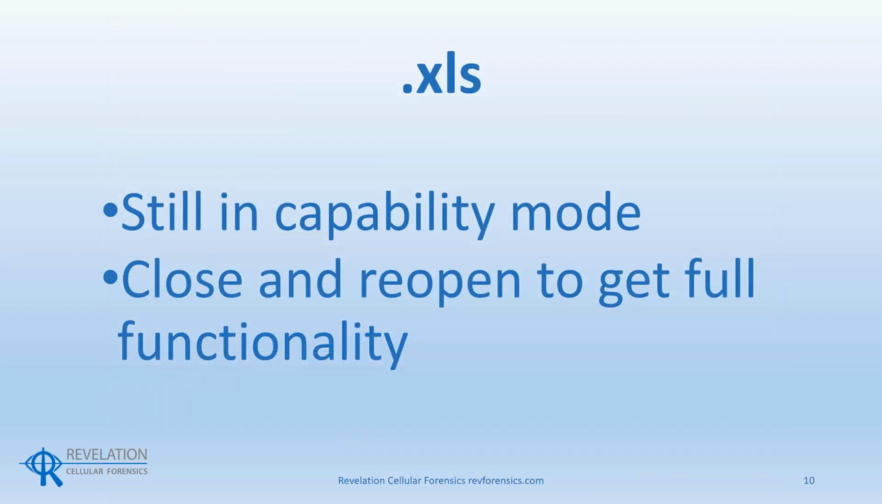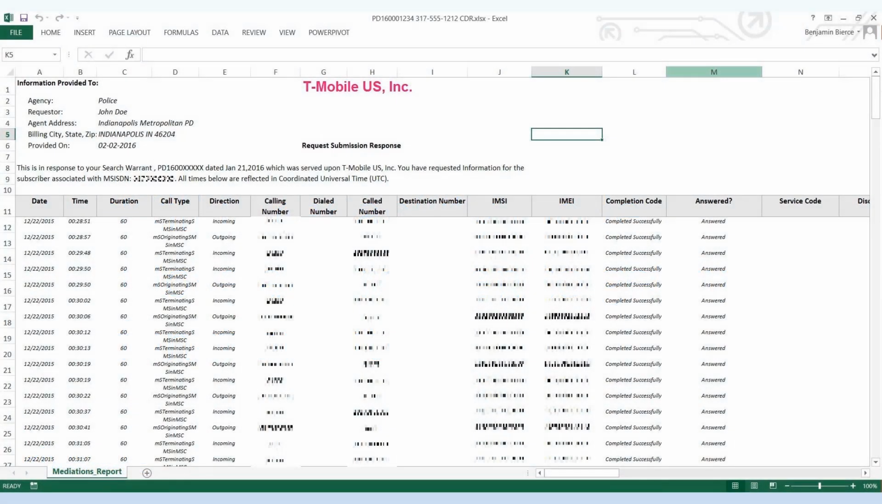Once we rename the file as an Excel workbook, xlsx, it remains in compatibility mode. The file must be closed and reopened to have full compatibility. Notice compatibility mode is gone after the file is reopened.